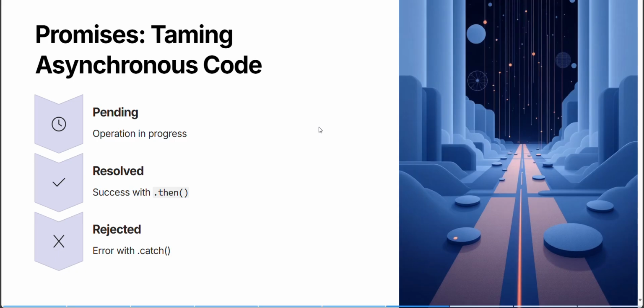Promises. A promise represents a value that will be available now, later, or never. It can be in three states: pending, resolved, and rejected. In this example, you can see pending for the initial state, not yet fulfilled or rejected. Resolved for success, rejected for errors or failure. Resolve is called when the operation is successful, reject is called when the operation fails.